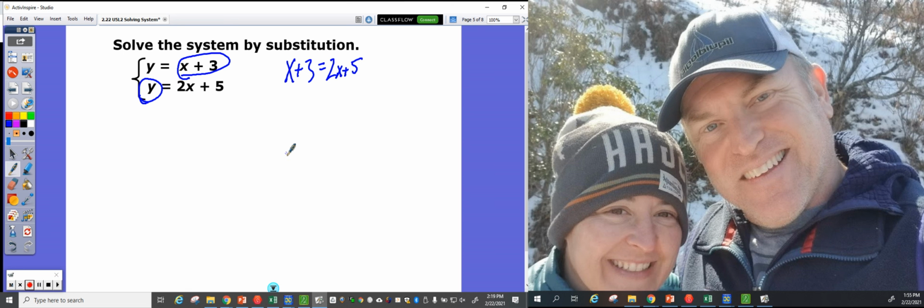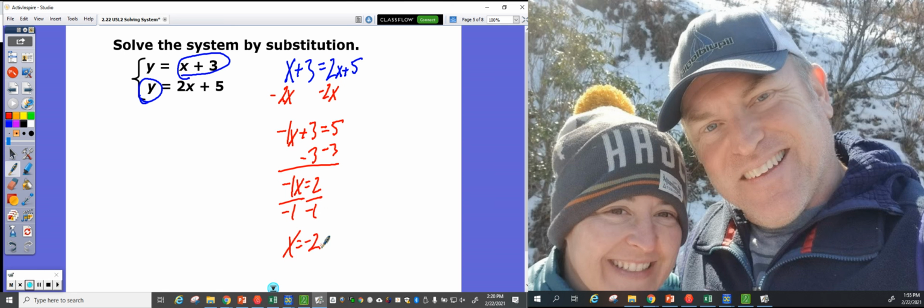Now, the idea is, of course, we're going to get all the x's to one side. All right? So, most of us, if you got to this place right here, decided to move this x over, because we just like to have our variables on the left-hand side. So then you had 1x minus 2x gives me negative 1x plus 3 equals 5. And I subtract this 3 from both sides. Negative 1x equals 2. Divide the negative 1, and x equals negative 2.